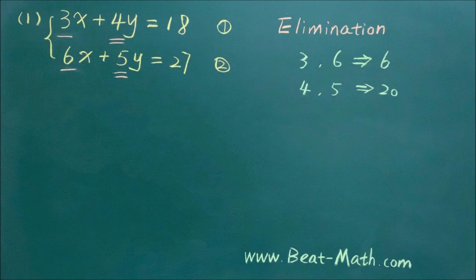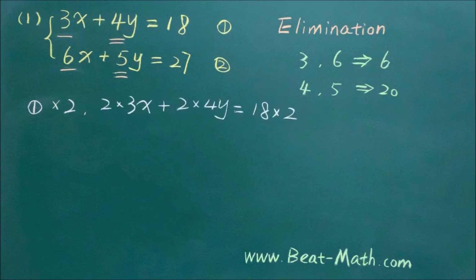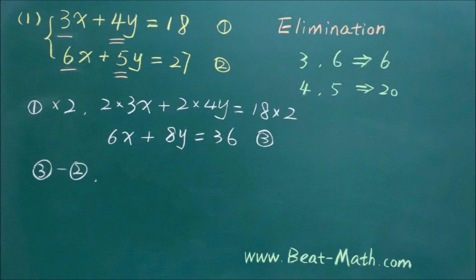For equation 1, we multiply 2 on both sides and change the coefficient of x to 6. 2 times 3x is 6x. 2 times 4y is 8y. 18 times 2 is 36. This is equation 3. Then we subtract equation 2 from equation 3.